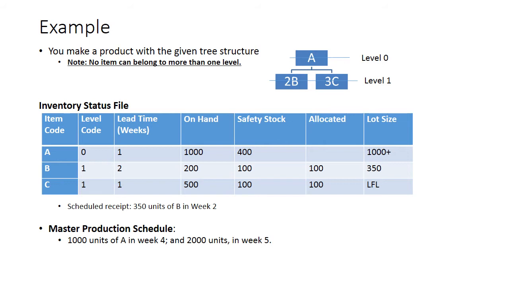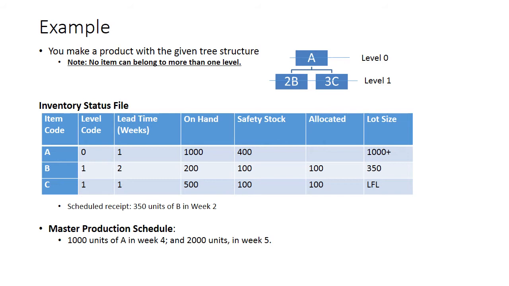Item C, if you go across the line here, level code 1, lead time is given to you as 1 week. On hand you have 500 items sitting with you. Out of that, safety stock is 100, and 100 has been allocated for some other use. So effectively you have 500 minus 100 minus 100. That means 300 sitting with you right now is available for use. The lot size for this one is LFL, which stands for lot for lot. That simply means whatever quantities you need, you can buy. If you need 3, you can buy 3 items. If you need 300, you can buy 300. There's no restriction on the lot size.